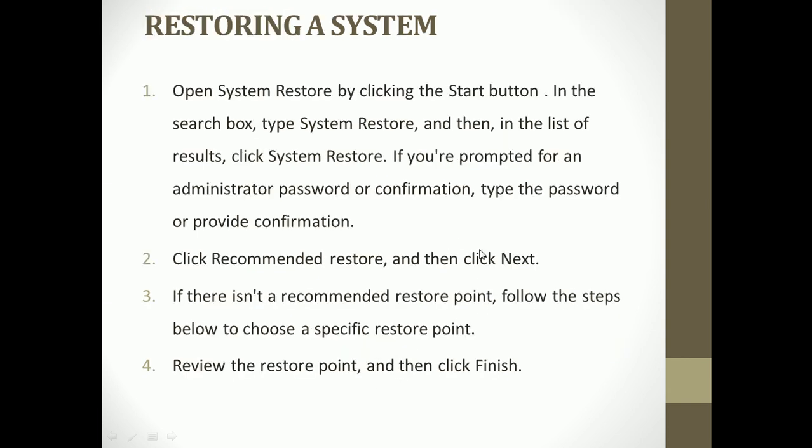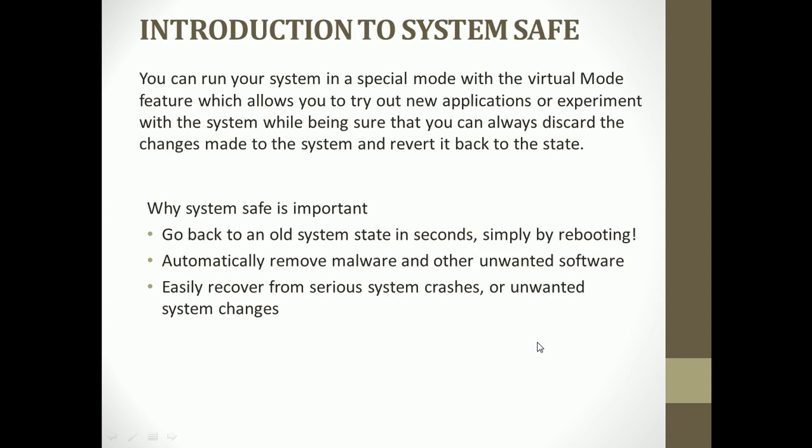So how do we restore a system right now? The first step, we open system restore by clicking the start button. In the search box, we type system restore, and you can see we have a list of results, then we click system restore. The same thing here: if you are prompted for an administrator password or confirmation, you just type the password or provide the confirmation. After that we click the recommended restore and click next. If there isn't a recommended restore point, you just follow the steps below to choose a specific restore point. We review the restore point and click finish. Then it will be done.